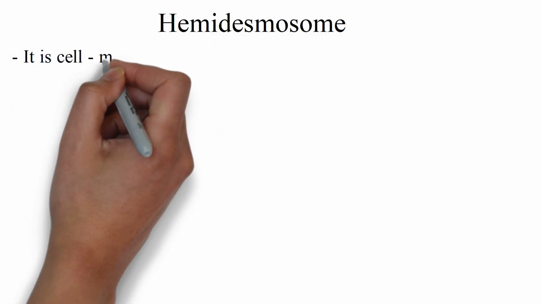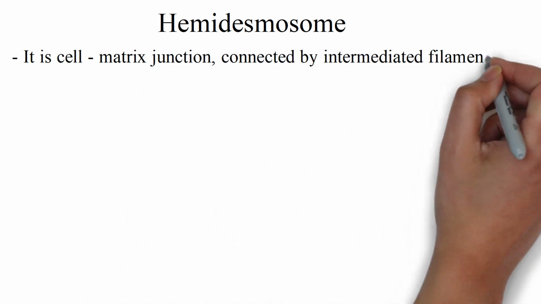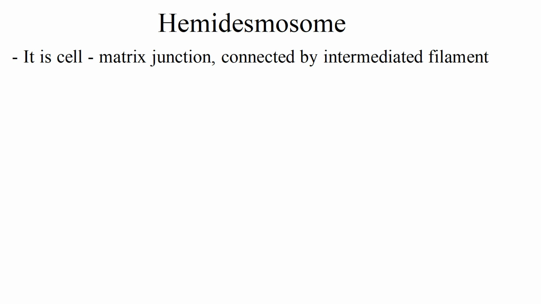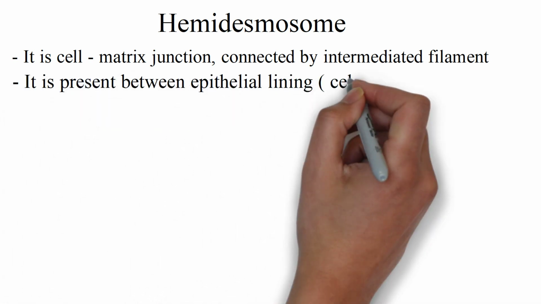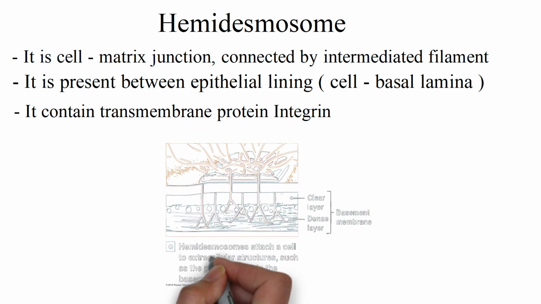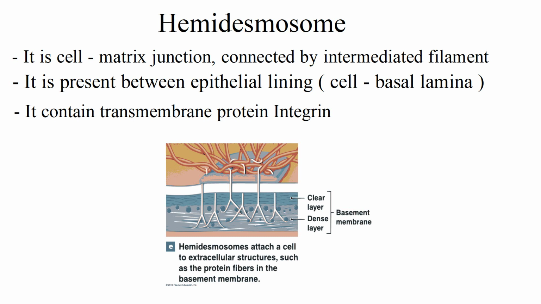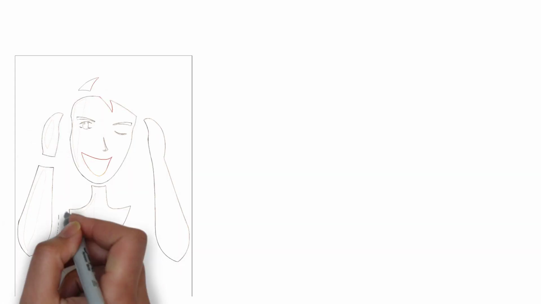Hemidesmosome is a type of cell to extracellular matrix junction. It is also connected with the help of intermediate filament. It is present between epithelial lining and it contains the transmembrane protein which is integrin. As you can see in the image, this cell is connected to extracellular matrix by integrin protein. It was all about the cell junctions which are present in our body.